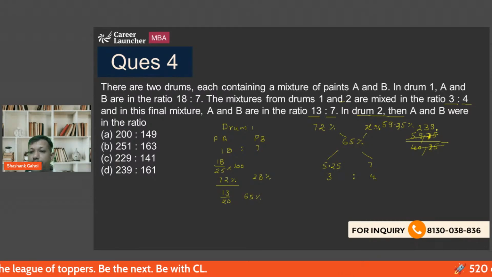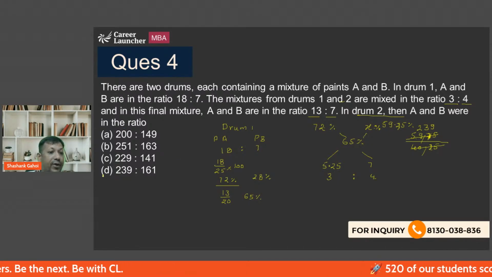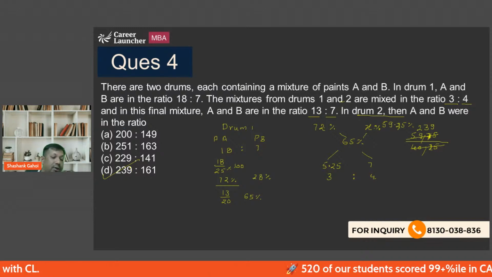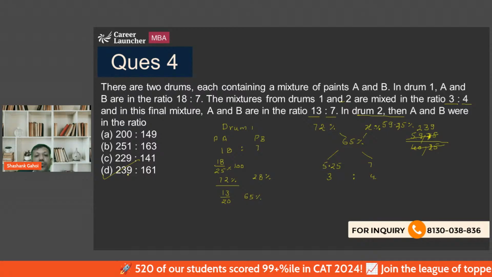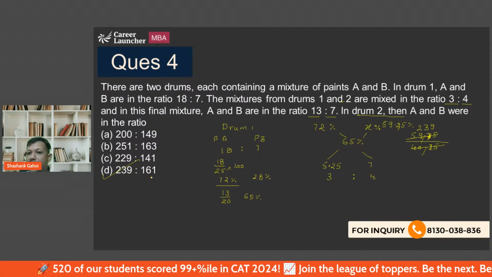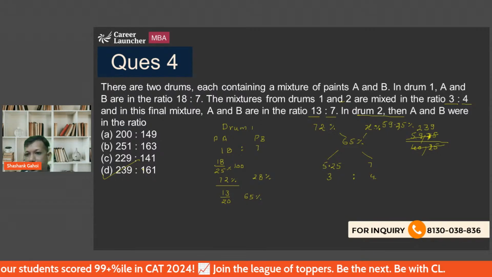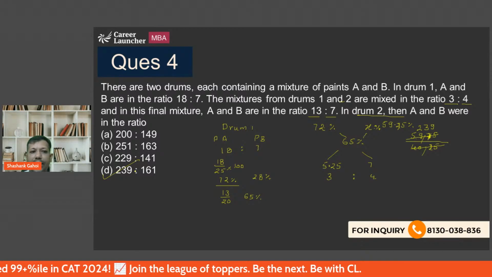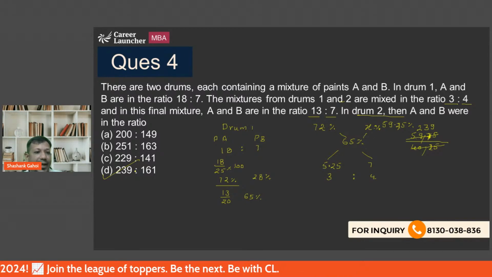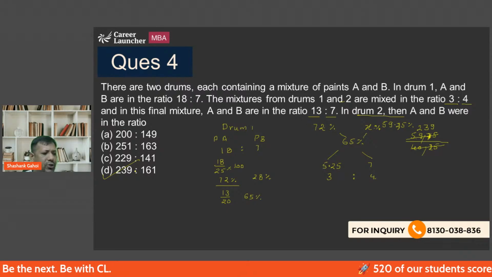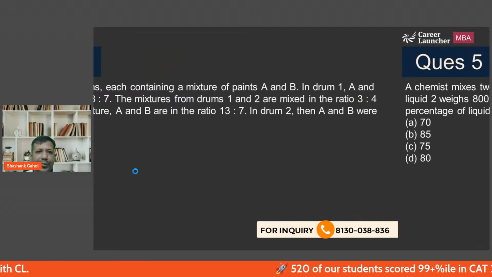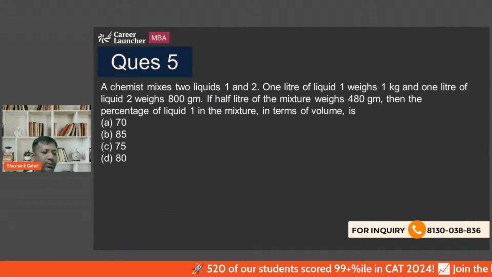So numerator is going to be 239, and there is only one option that gives me numerator as 239. So answer of this question is going to be 239 is to 161. And this is the approach that we can take to solve these kind of questions. This is a question of very standard allegation, so we can solve allegation like this. Okay, now let's move on to the next one.